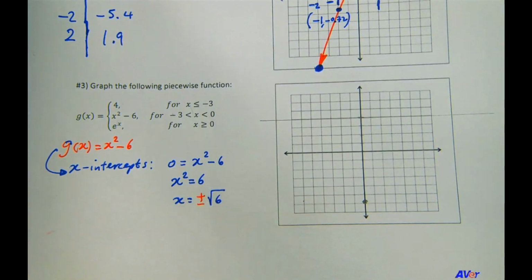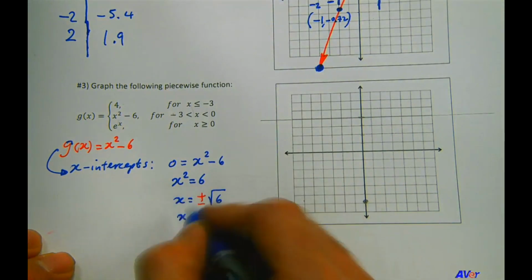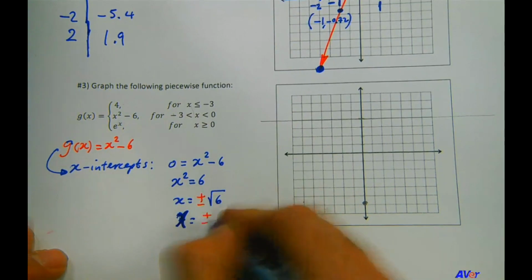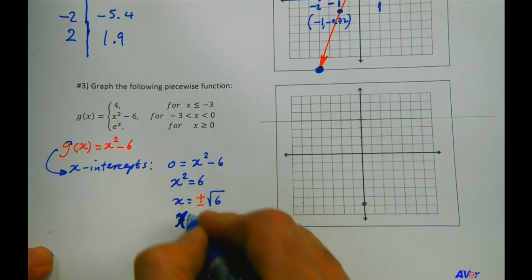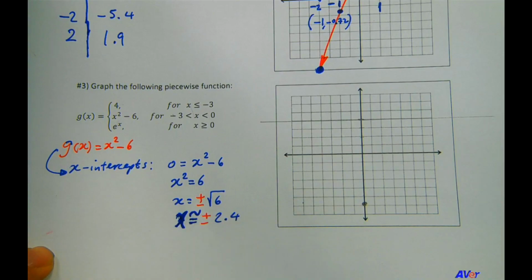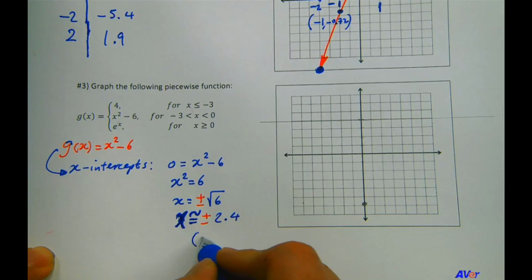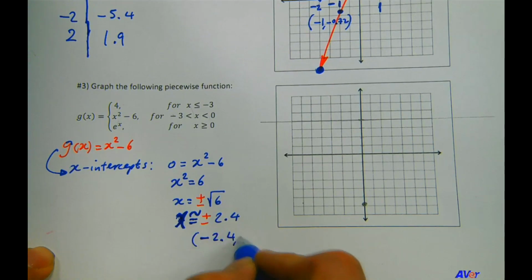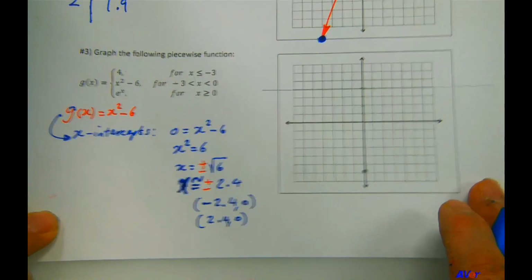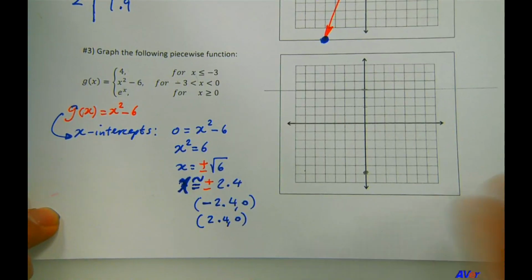So the x-intercepts, well, let me first write it. So x equals plus or minus, I should say almost, 2.4. This means almost. So then the x-intercepts are minus 2.4 comma 0, and positive 2.4 comma 0. Okay, I'm almost off the screen there. Okay, so now it's better.